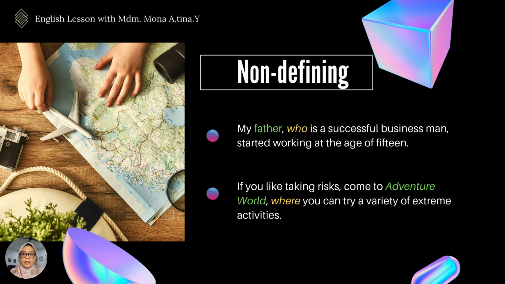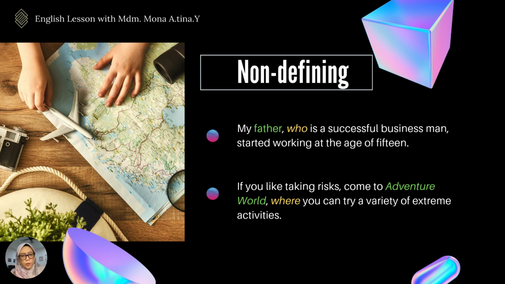Okay, and then now number 5, if you like taking risks, come to Adventure World, where you can try a variety of extreme activities. Okay, the difference between this sentence and this sentence, yang ni I ask you to omit the middle part, right? This part in between the 2 commas. But this one, if you look at this sentence, if you like taking risks, come to Adventure World. Okay, that is the main sentence. Okay, you can stop the sentence here, right after Adventure World, and then you want to explain more.